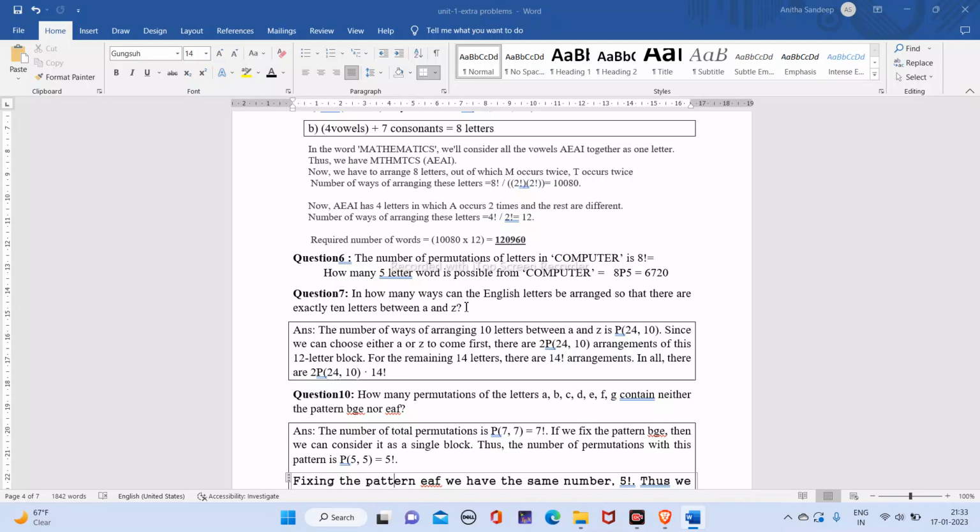Next, in how many ways can the English letters be arranged so that there are exactly 10 letters between A and Z?